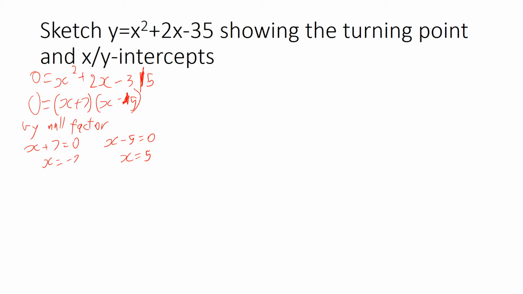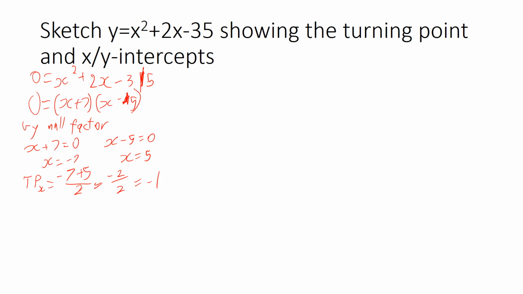So if we want to find the x value of the turning point, which I'm going to call TP subscript x, we add these two together. So we'll do minus 7 plus 5, and we divide it by 2. It doesn't matter what order we add these in, as long as we keep the signs correct. So we'll end up with minus 2 on 2, which gives us overall negative 1.